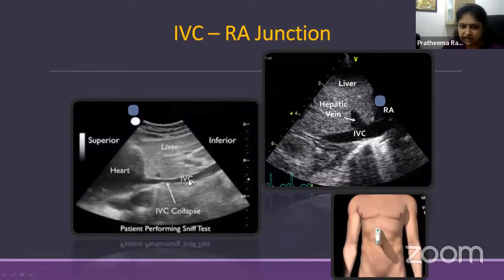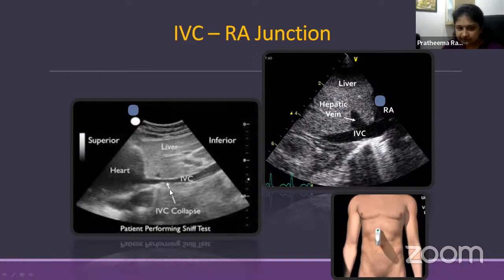So there we can see the inferior vena cava, the liver. We can also see the hepatic vein, inferior vena cava, right atrium. If we see the blood vessel connected to the right atrium, then it is the inferior vena cava. Sometimes it is confused with the aorta also. So this is basically monitoring the fluid level, how the volume is in the patient.